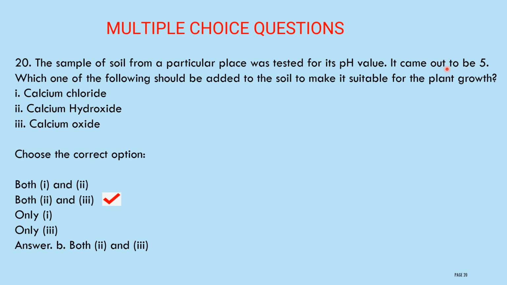To increase the pH value, you have to add calcium hydroxide and calcium oxide to a particular soil. Therefore, the correct option for this question is both the second and third. You have to add calcium hydroxide and calcium oxide to a particular soil to increase the pH.